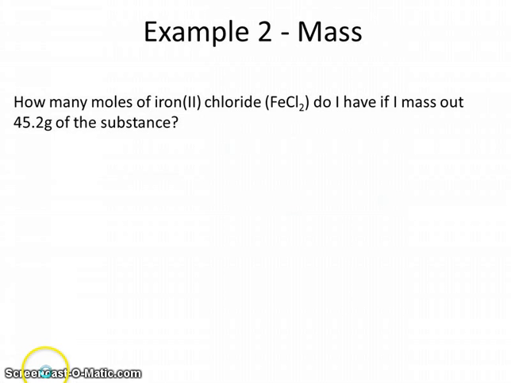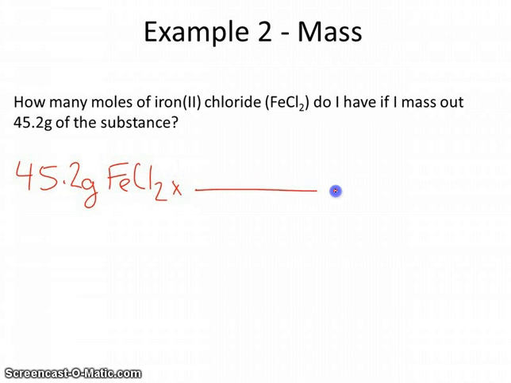Another example has to do with mass. If we're wanting to know how many moles of iron chloride we would have in 45.2 grams, we can do this in the same manner. We write down what we know. 45.2 grams of iron 2 chloride. We know that 1 mole of iron 2 chloride is going to be equal to the masses of iron and 2 chlorine atoms added together from the periodic table. 2 chlorines are 71, iron is 55.8, so that should be 126.8.